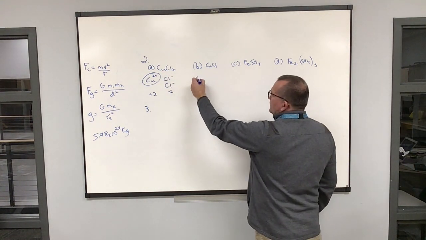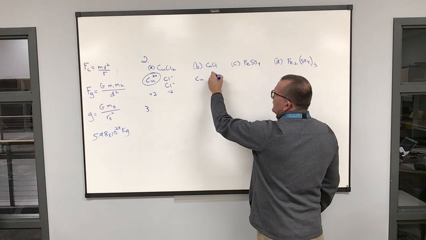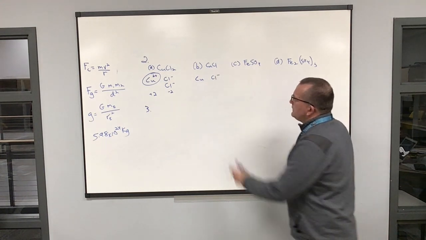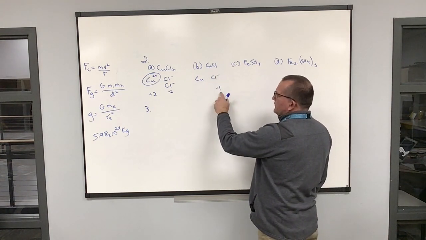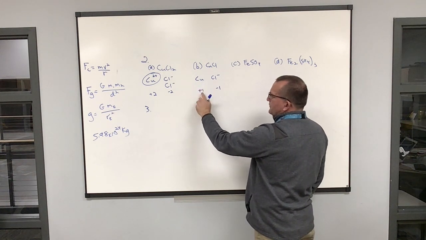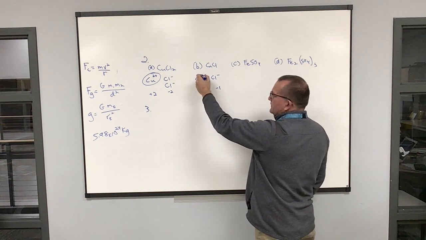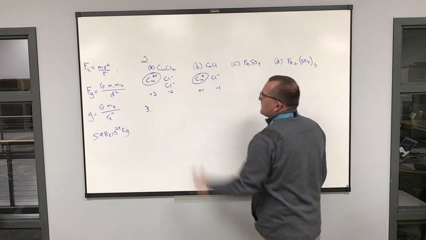So I know the copper in this case is charged +2. I look here, I got 1 copper and 1 chloride. Chloride's -1, which means I have a total charge of -1, which means I need a total charge of +1, which means copper is a +1 charge.